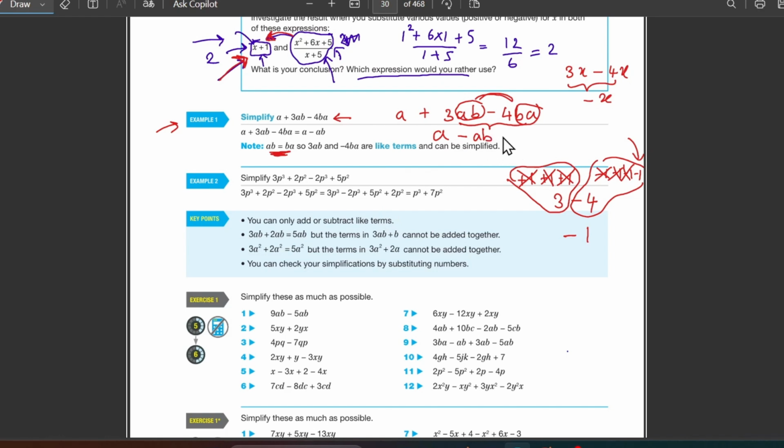And this is the answer they have given, but we can think of another simplification. We can take the common factor A out, so then we get 1 minus B inside the bracket. Okay.